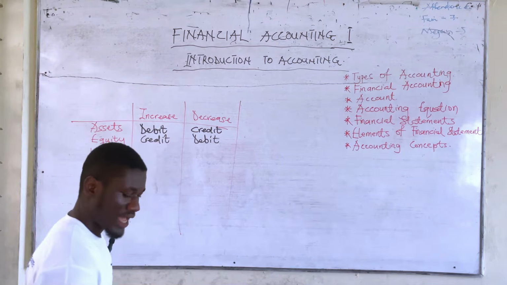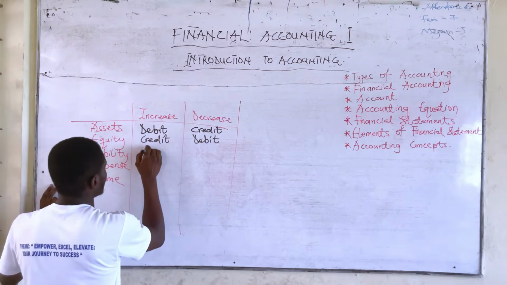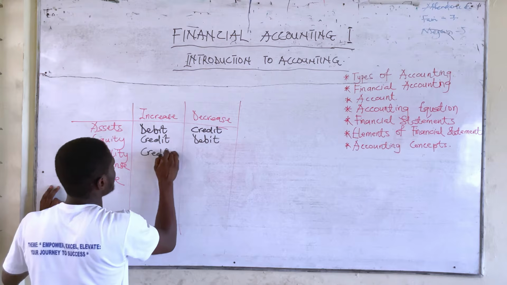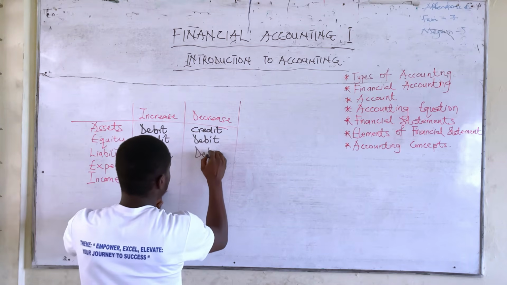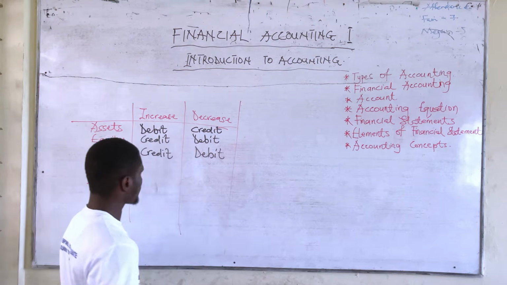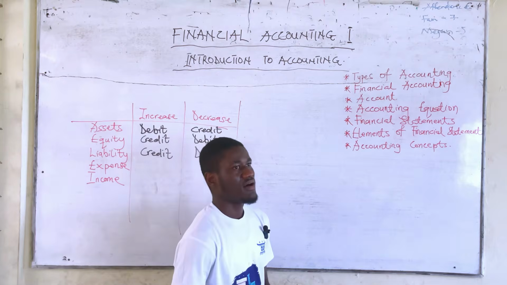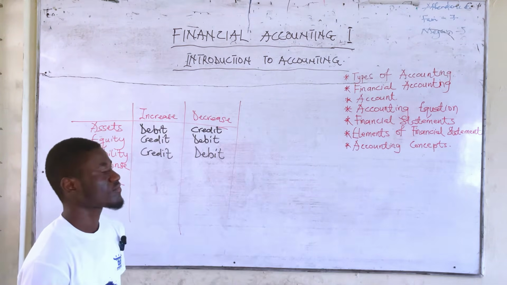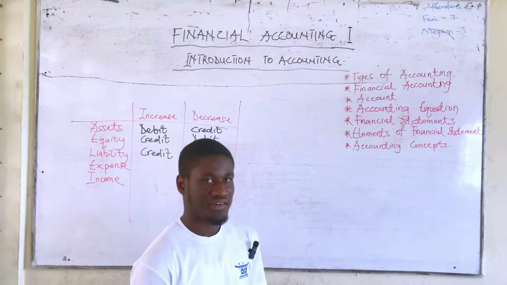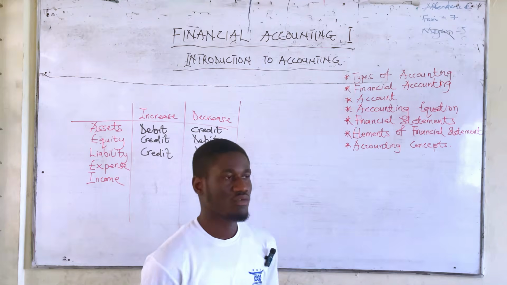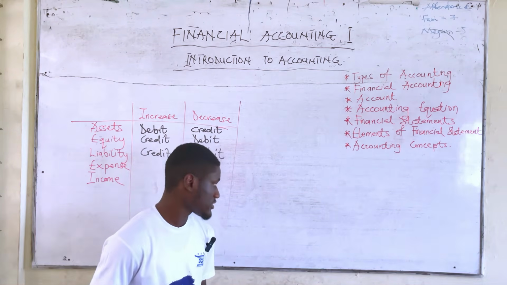Now we move on to liability. So for increase in liability, we are going to credit. And for decrease in liability, we are going to debit. Good. So for liability, let me cite an example. Purchased goods from Ama on credit.